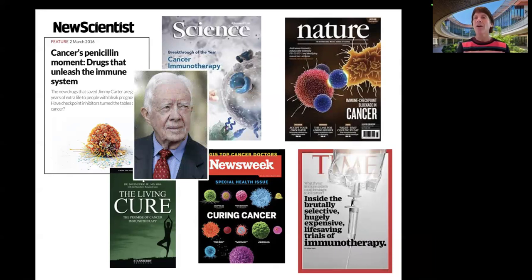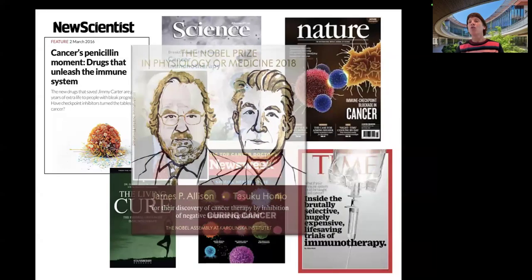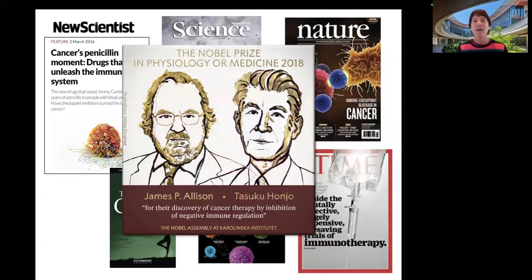Former President Jimmy Carter had metastatic melanoma in his brain. He was diagnosed around 2011, and he got into a clinical trial for one of these immune therapies, and he was cured, lived another more than a decade, and only passed away just last year, over the age of 100. And the scientists who discovered the checkpoint receptors, these two immunologists, were recognized with the Nobel Prize in Physiology or Medicine back in 2018.